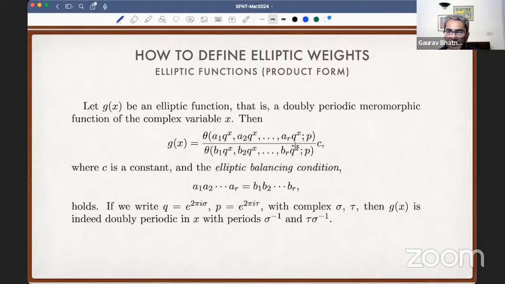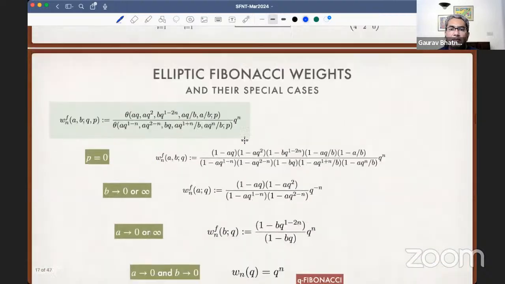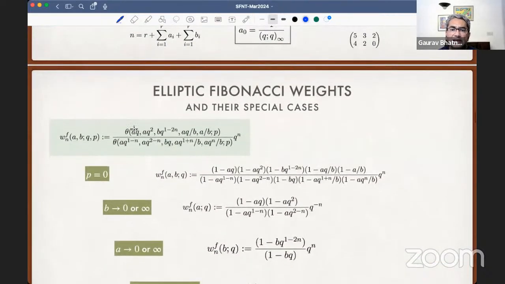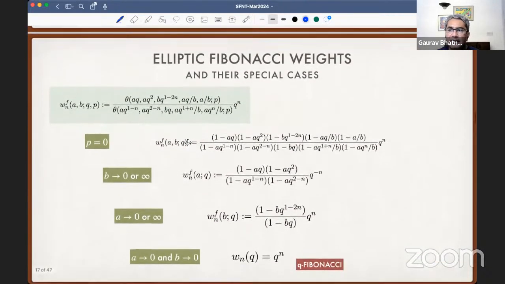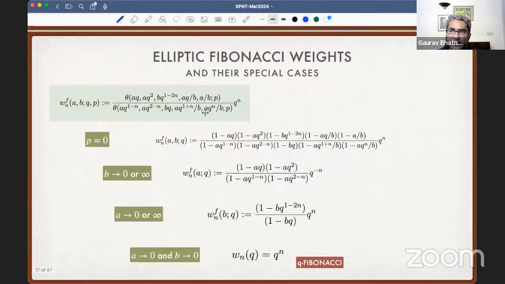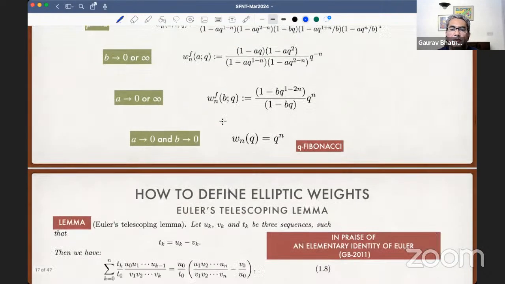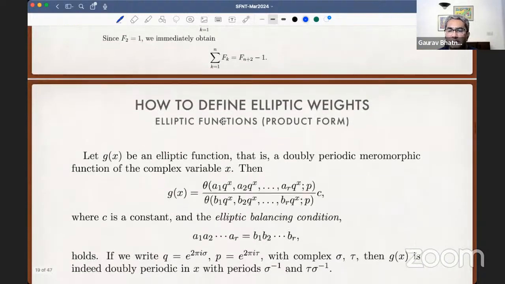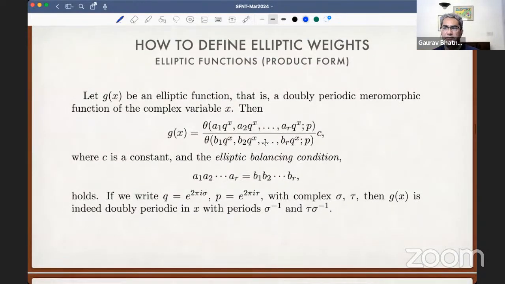So these are theta functions, the modified theta functions which come from Jacobi, and there is an elliptic balancing condition which has to be there. So these two conditions require us to have an A and B. The minimum thing which we need is something like this, and we need the A and B to be able to get something non-trivial which is elliptic. So this suggests what the weight should be.